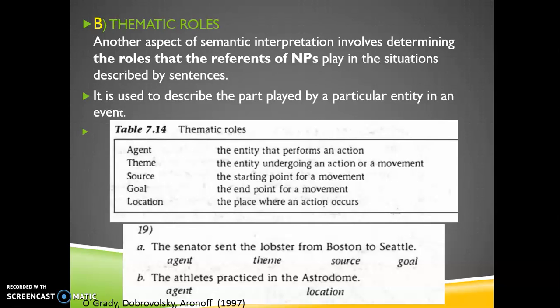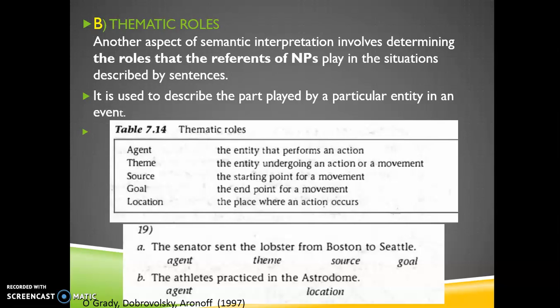Now, another important aspect: so we have structural ambiguity, presuppositions, and then we have thematic roles. Another aspect of semantic interpretation involves determining the roles that the referents of noun phrases play in the situations described by sentences. It is used to describe the part played by a particular entity in an event. For example, the senator sent the lobster from Boston to Seattle. In this case, the senator is the agent, which is the entity that performs the action. Then the lobster, remember that we're talking about noun phrases, is the theme, the entity undergoing an action or a movement.